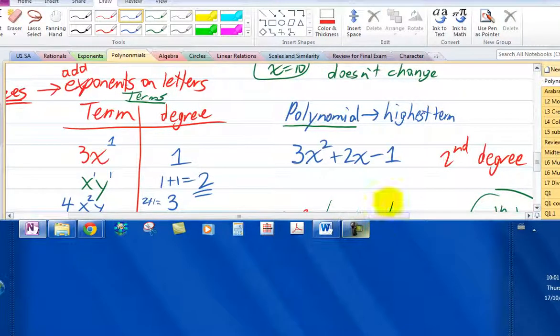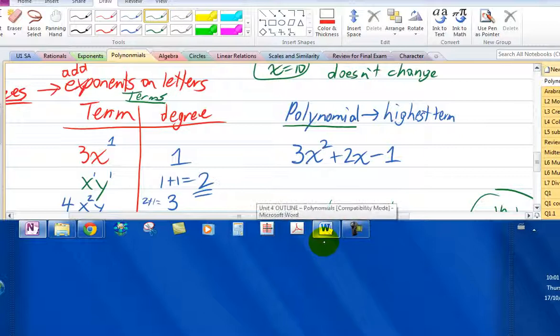Then for the polynomial, you just pick the highest term. That's it. You pick the highest term. So please write down 3x squared plus 2x minus 1. Then I want you to separate the terms, just like I did with my green line. So we have one term that is 3x squared, one that is plus 2x, and one that is minus 1.